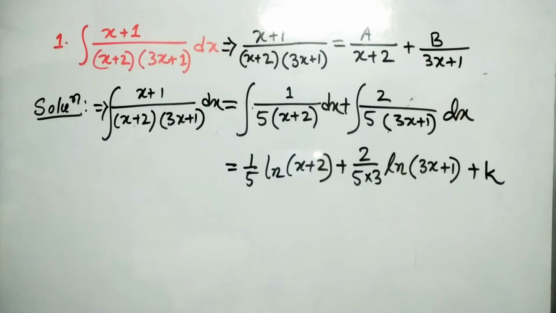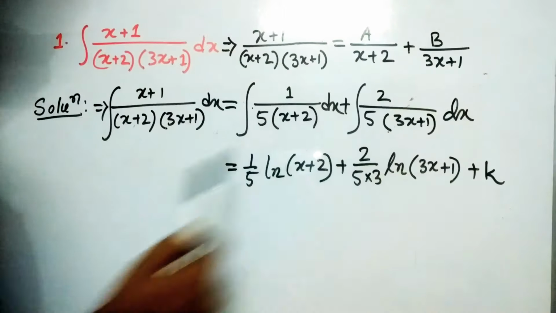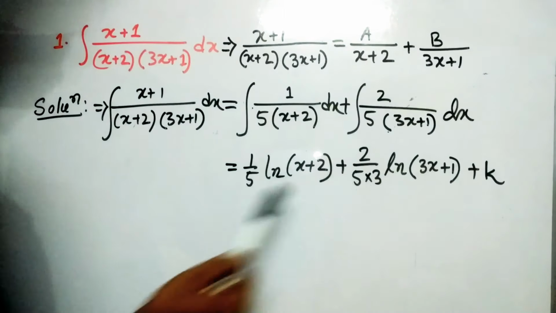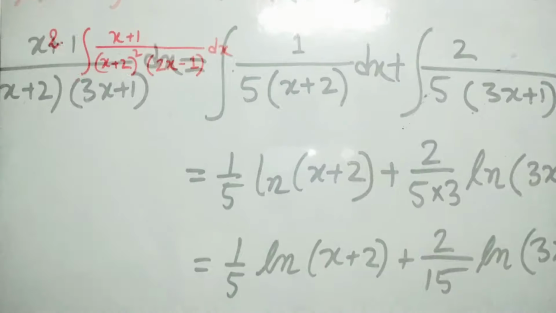Because this is in the form of dx by x format, that is why we will get logarithmic function for both the cases, and in this case because 3 is the coefficient of x, that is why it will be multiplied with the denominator. And so this is the final answer for this integration. Let us go for the next category.